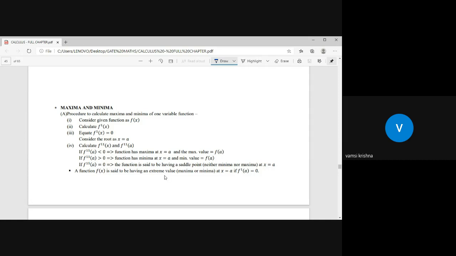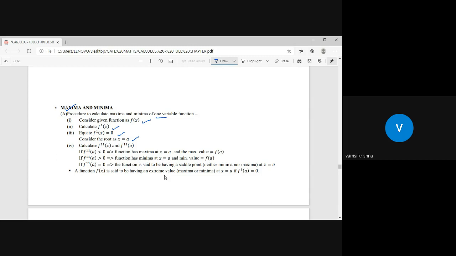This is the maxima minima procedure, and the procedure to calculate maxima minima for one variable is given here. We need to consider the given function as f of x, and find the derivative of f of x, then you will get f dash of x, and we should equate f dash x equals 0. When you equate it, you will get some roots, and the roots of that equation are known as a.